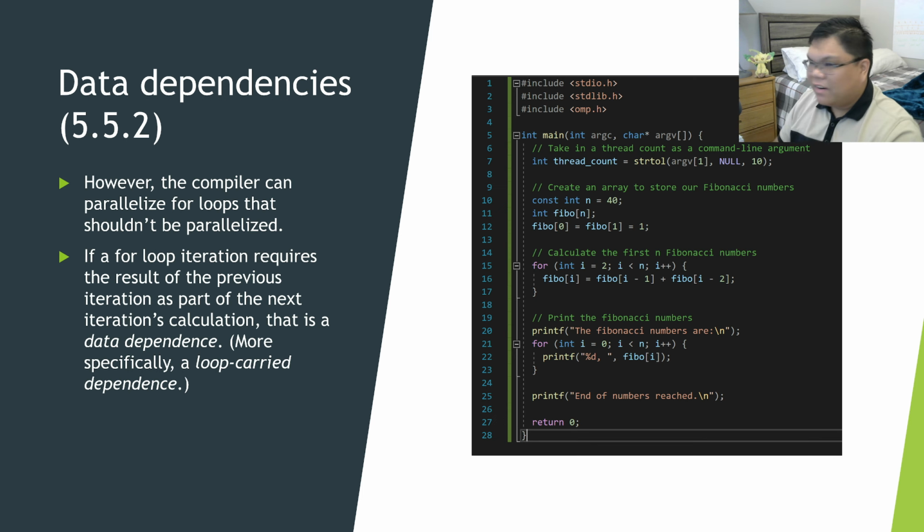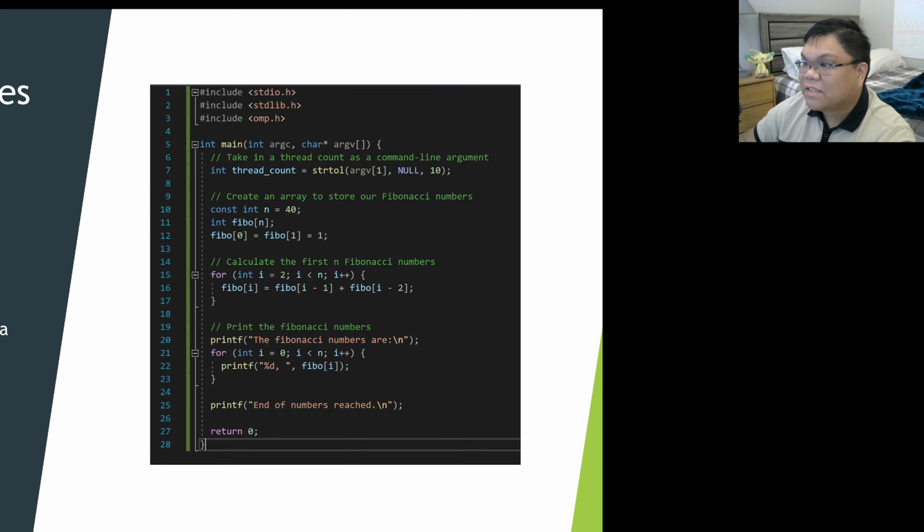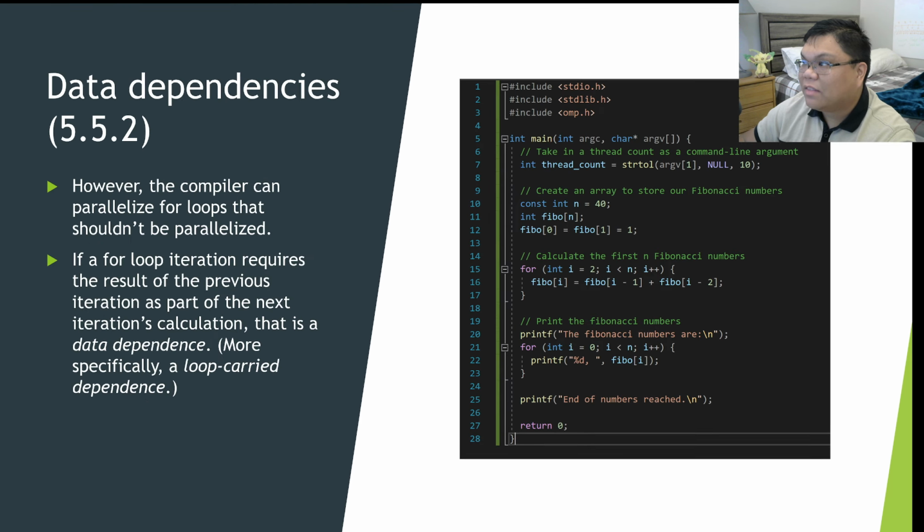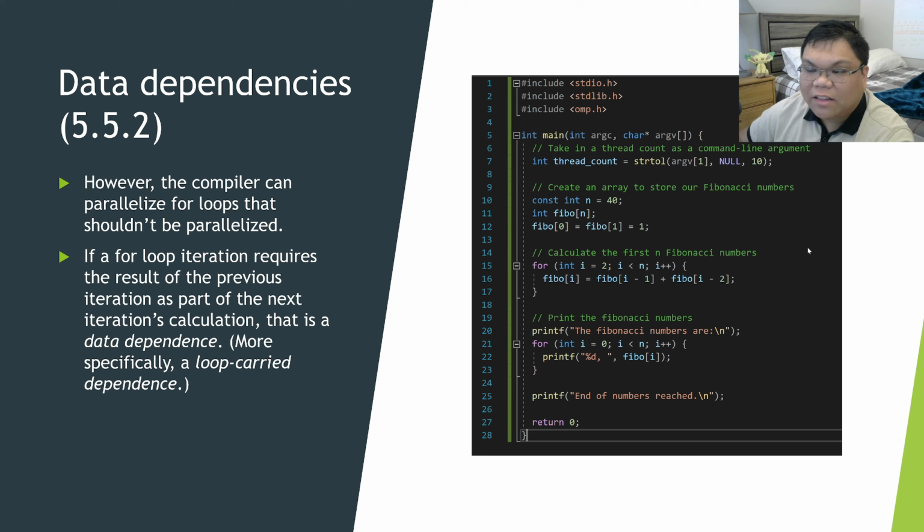However, there are loops that the compiler can take in that shouldn't be parallelized. Here's an example using Fibonacci numbers. Oh, don't worry about my face cam. There's nothing underneath where my face is. So, see? Nothing there. So I'm not accidentally hiding anything.